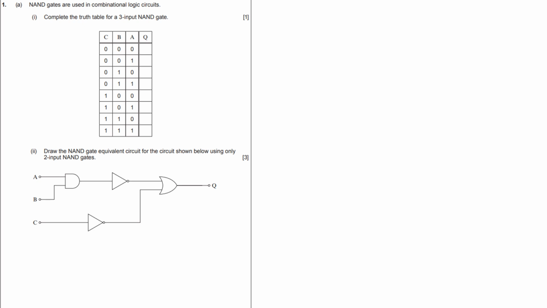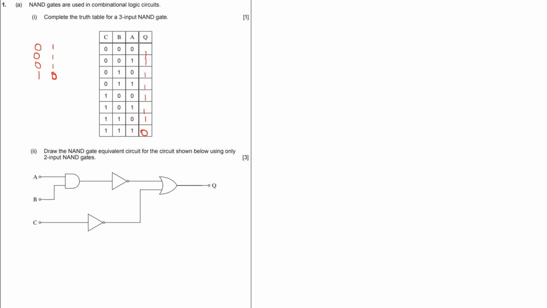I know an AND gate looks like that. That's an AND gate, so I know a NAND is the opposite. Basically, any time I'm going to get a 0 is when everything is a 1, so a 0 there.